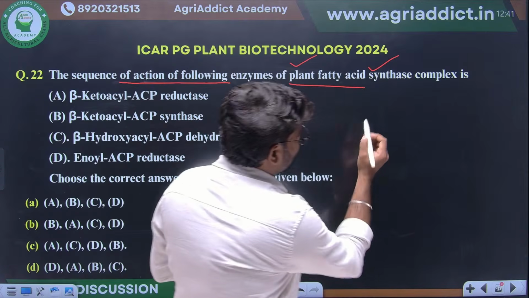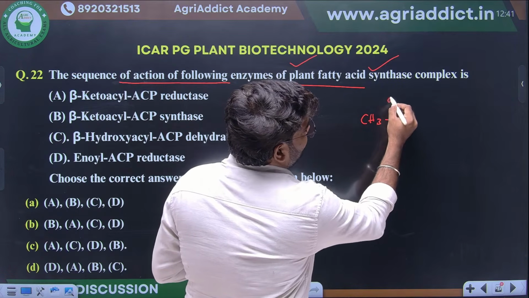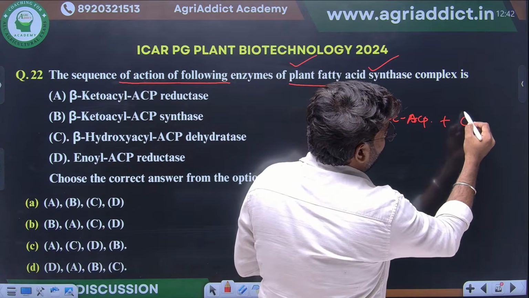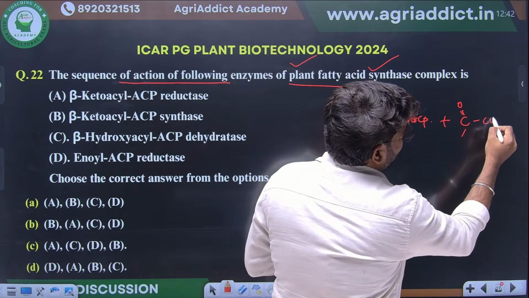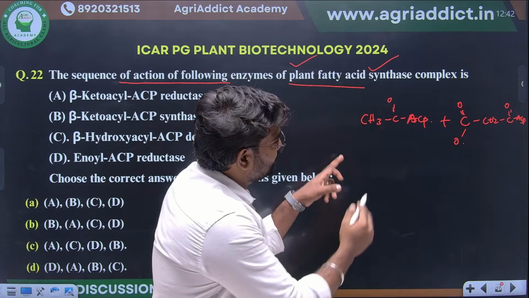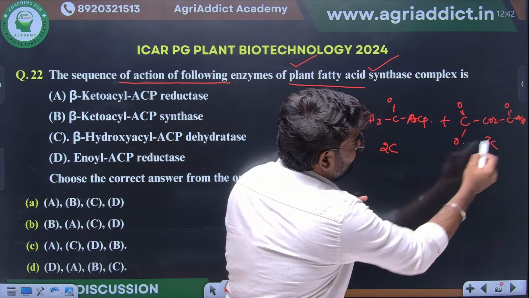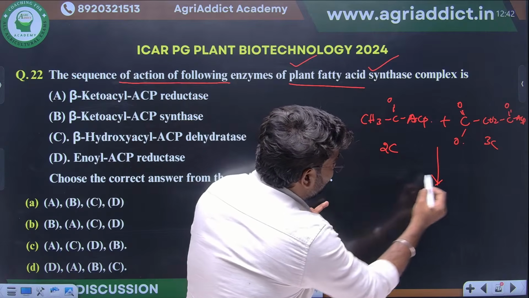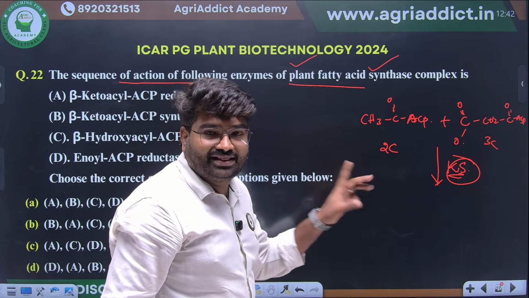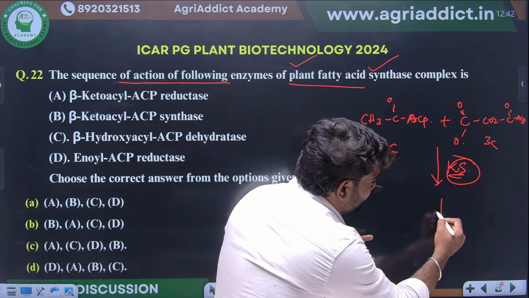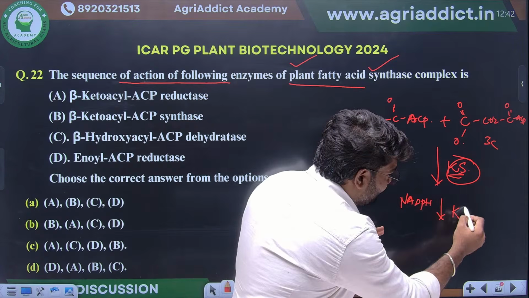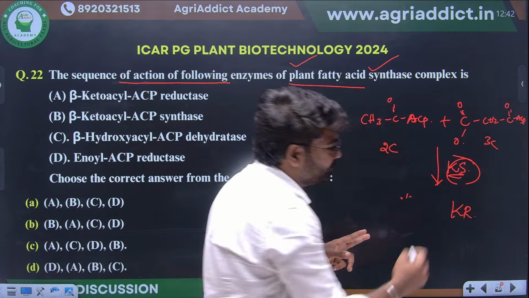First acetyl CoA will be there, or acetyl ACP. This will bind with malonyl CoA, so malonyl ACP will be there. Acetyl CoA is a 2-carbon compound, malonyl ACP is a 3-carbon compound. This will bind by ketoacyl ACP synthase. So the first enzyme is ketoacyl ACP synthase. Then what happens next? It will utilize NADPH, so ketoacyl ACP reductase will come. Clear?